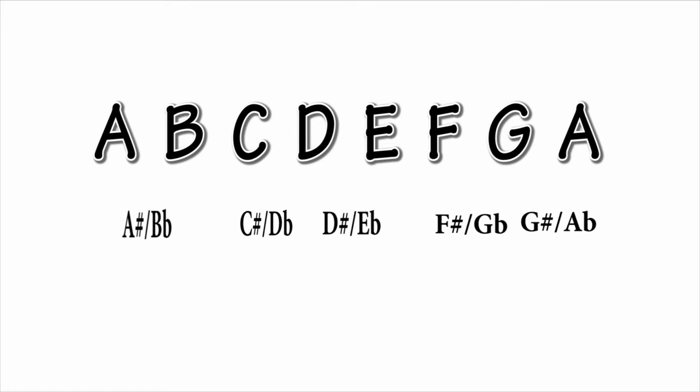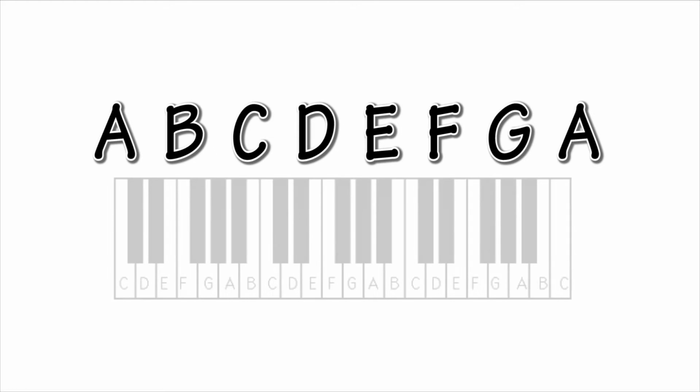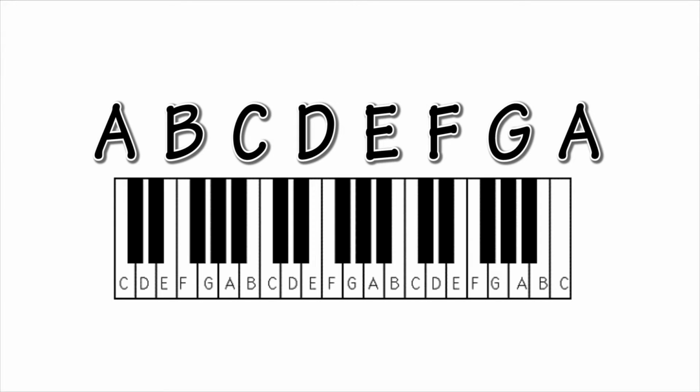And these accidental notes are between the natural notes A and B, C and D, D and E, F and G, and G and A. However, there are no accidental notes between the natural notes B and C and E and F. If you were looking at a piano, these natural notes would correspond to the white keys.